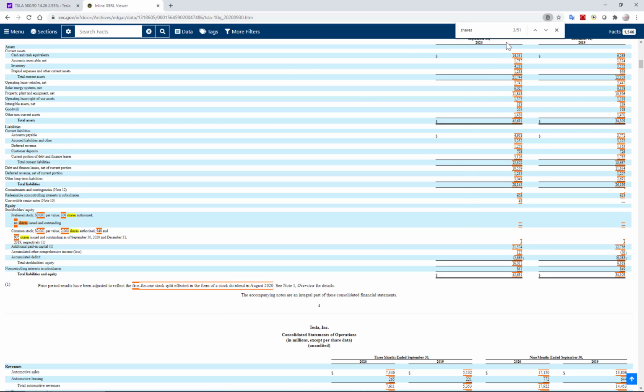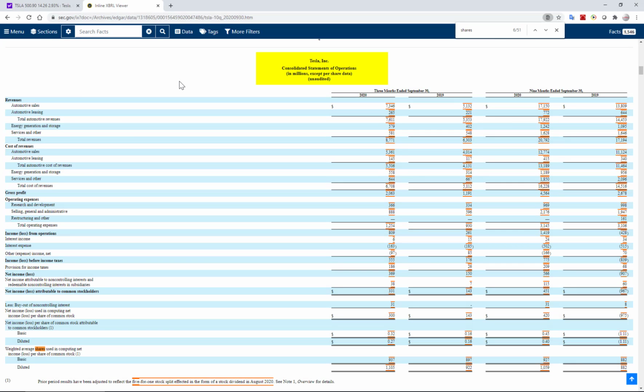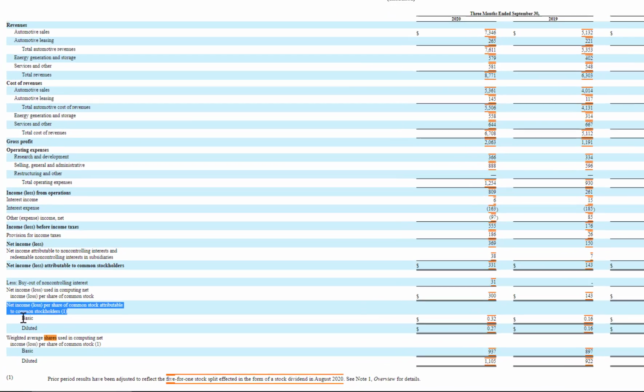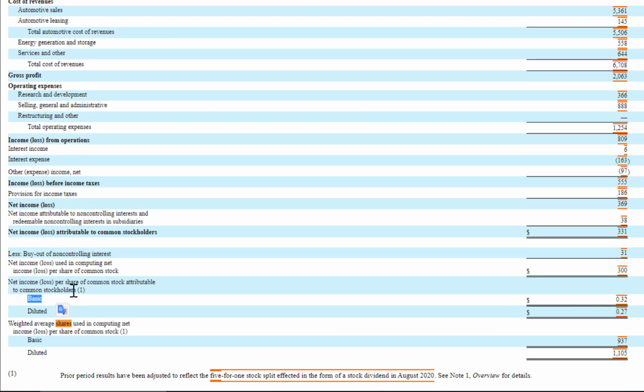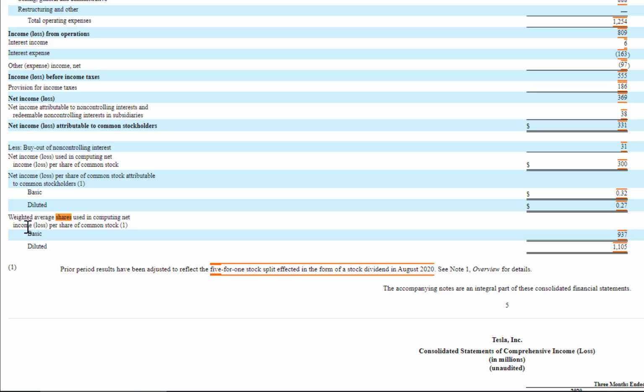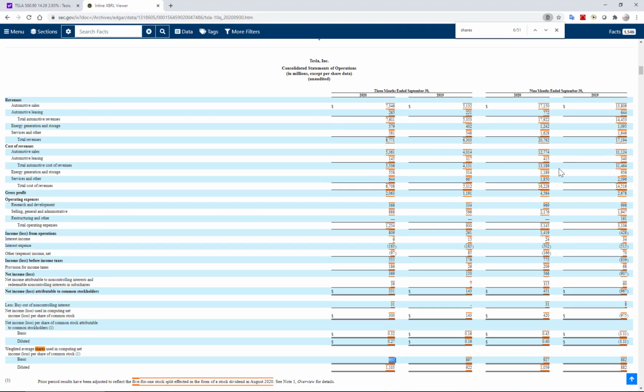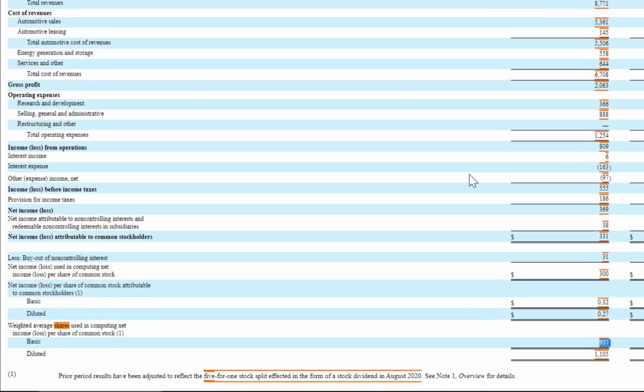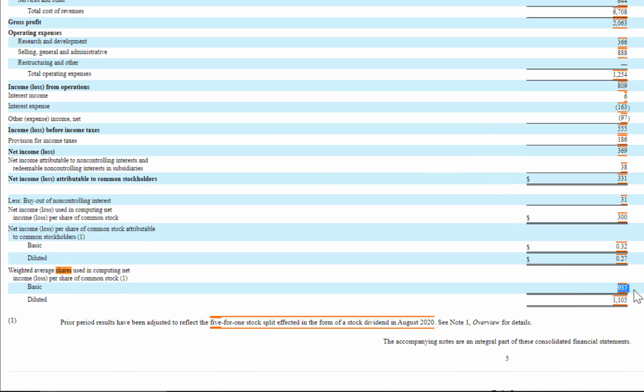So let's go to the consolidated statements of operations. There, the company computes earnings per share both for basic shares outstanding and the diluted shares outstanding. It also gives you the weighted average shares that is used in computing a net income or loss per share for common stock. So this is the 3 months, for example, ended September 30th. This is the number of shares they use, the basic number of shares outstanding.